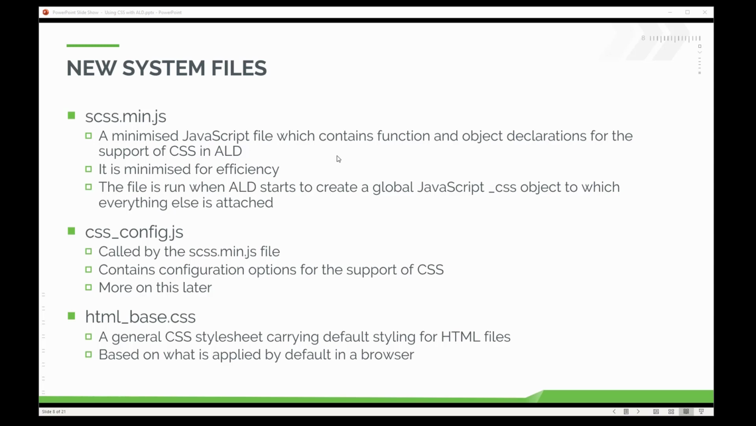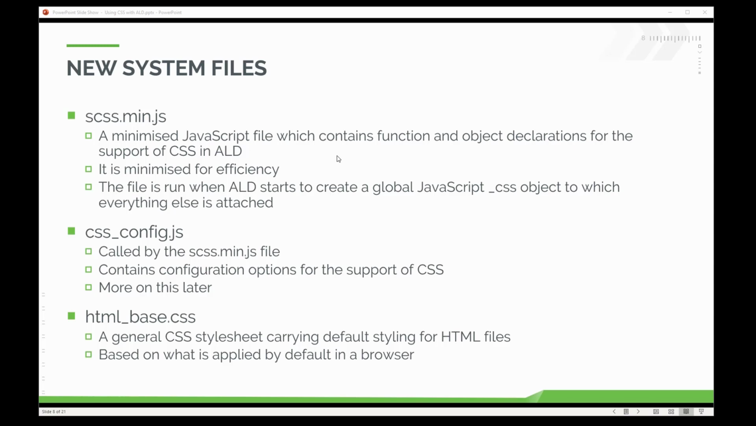There's also a config file, cssconfig.js. That's called by the very start of scss.min.js, and that contains configuration options for us when we're handling the CSS stuff. So that will be discussed in a later section, and there's different things that you can do inside there. It's kind of a useful file.